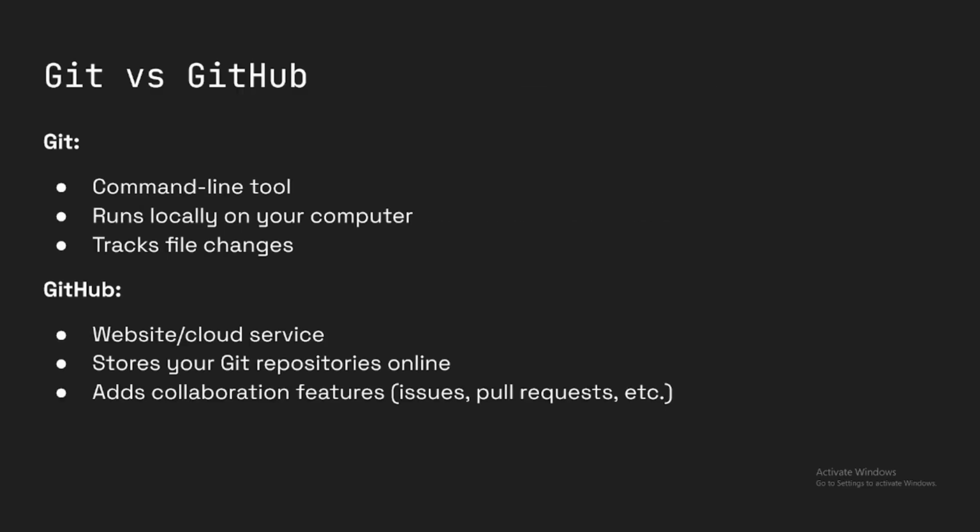Git versus GitHub is very important because I see a lot of people put this on their resume and their portfolio, saying that they have a GitHub skill. GitHub is not a skill. Git is the skill. Git is the command line tool. It runs locally on your computer and it tracks file changes. GitHub is like YouTube. It's just a website cloud service. It stores your Git repositories online and it adds collaboration features like issues, pull requests, stuff like that. But you can do everything locally on your computer using the command line tool. You don't need to use GitHub.